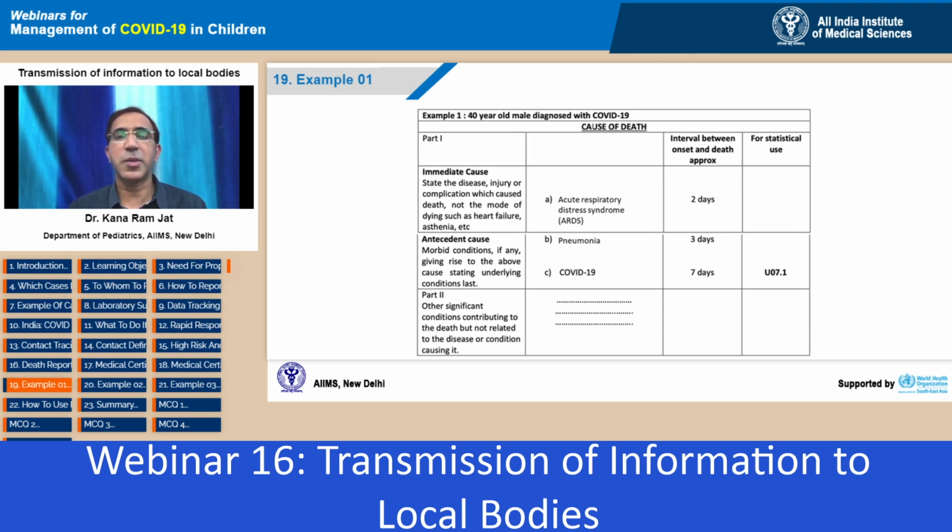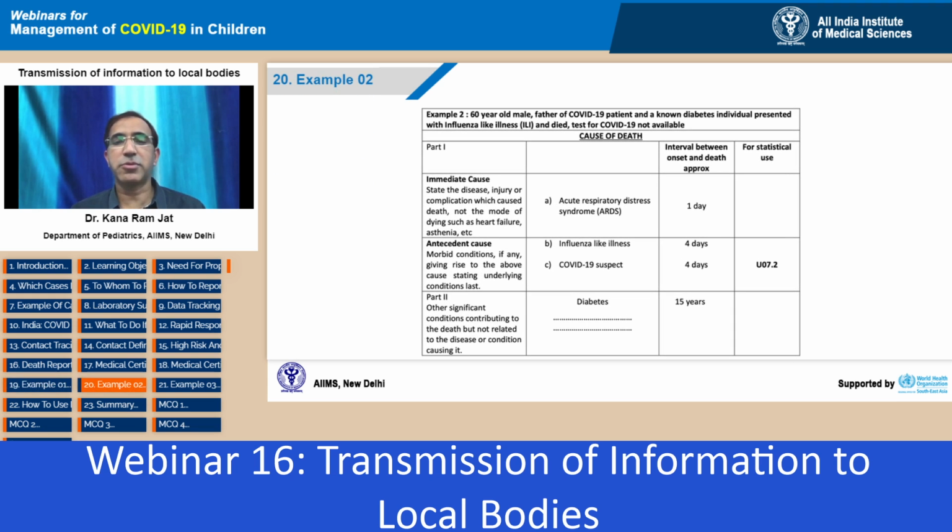Now we will discuss some examples of how to report COVID deaths as per this MCCD format. First example is of a 40-year-old male diagnosed with COVID-19. Here COVID-19 will be at C. It leads to B, that is pneumonia, and it leads to A, that is ARDS. That was the immediate cause of death. Code is written as U07.1 and duration is mentioned as 7, 3 and 2 days.